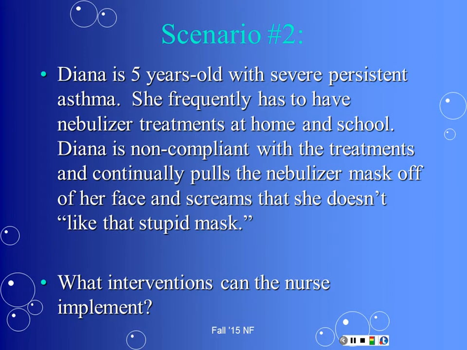So Diana's 5, and she has severe persistent asthma. Okay, so she has frequent exacerbations. She frequently has to have nebulizer treatments at home and school. She is non-compliant with the treatments and continually pulls the nebulizer mask off of her face and screams she doesn't like the stupid mask. What can we do about that?